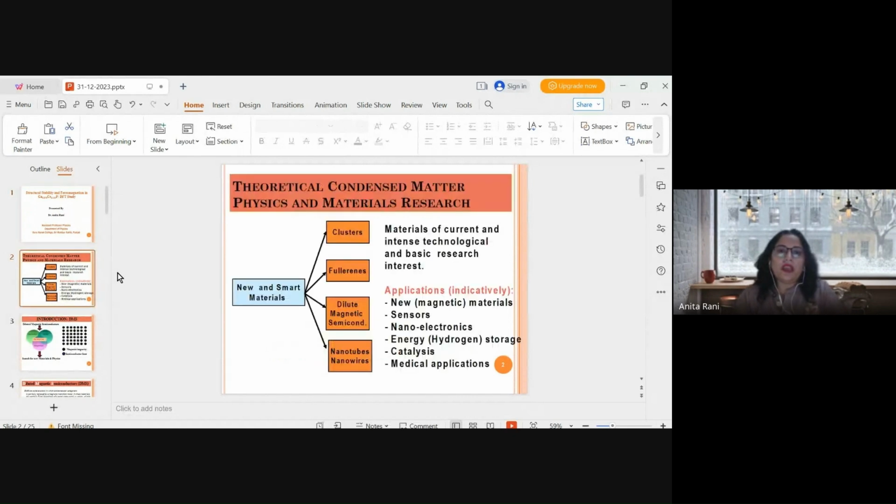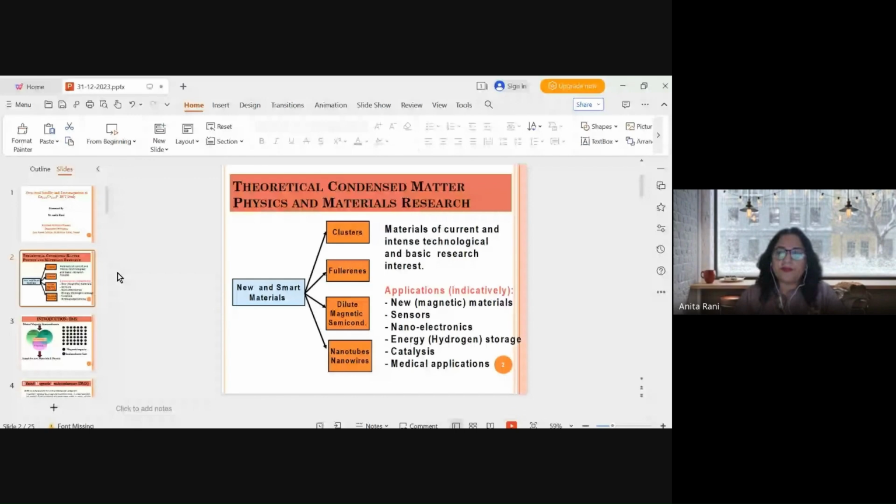This is totally theoretical research. As we know, theoretical condensed matter physics materials have been divided into 4 categories: clusters, fullerenes, dilute magnetic semiconductors, nanotubes, and nanowires. Out of them, today I will discuss the dilute magnetic semiconductors, which are new magnetic materials and have vast applications in nanoelectronics, in sensors, and in optical and magneto-optical devices.